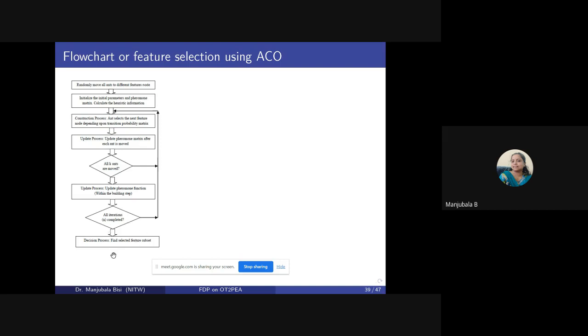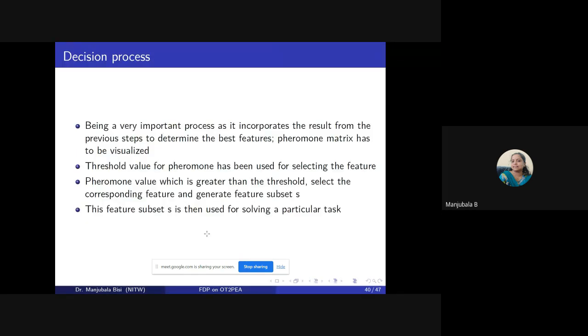Then you can decide which features you have to select. So you have to find the selected features, a subset from the available features. The decision process you can take by using the pheromone value only. You can keep a threshold value for the pheromone and use it for selecting the features. The pheromone value which is greater than the threshold, you can select the corresponding feature and generate the feature subset S. Then you can use that feature subset S for solving a particular task.